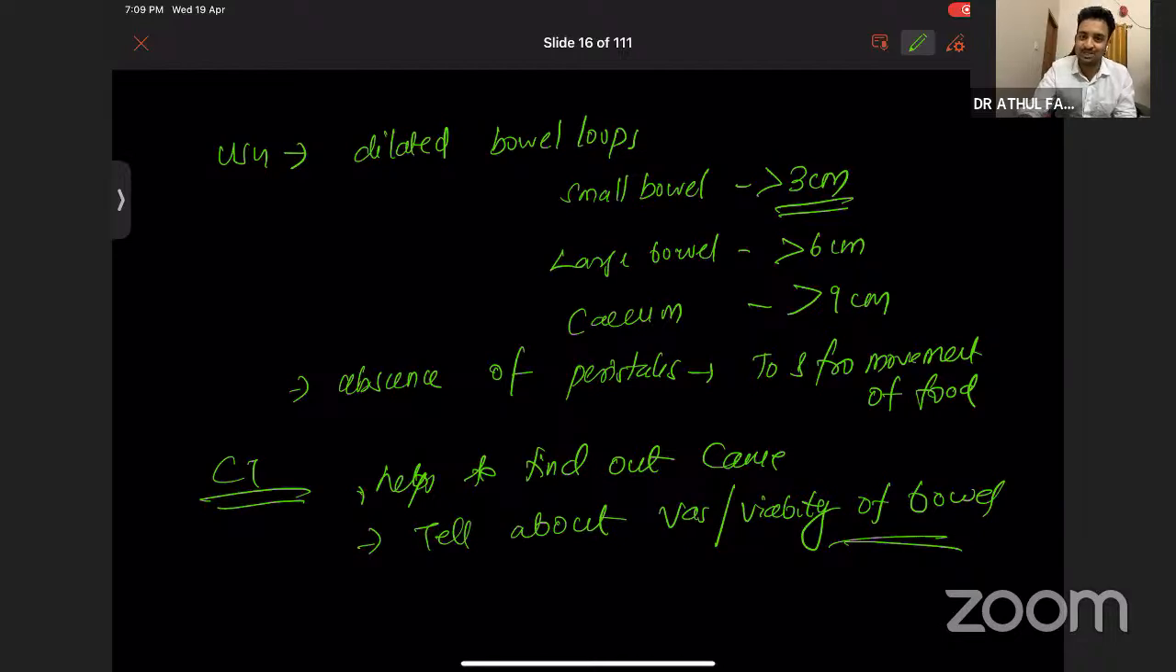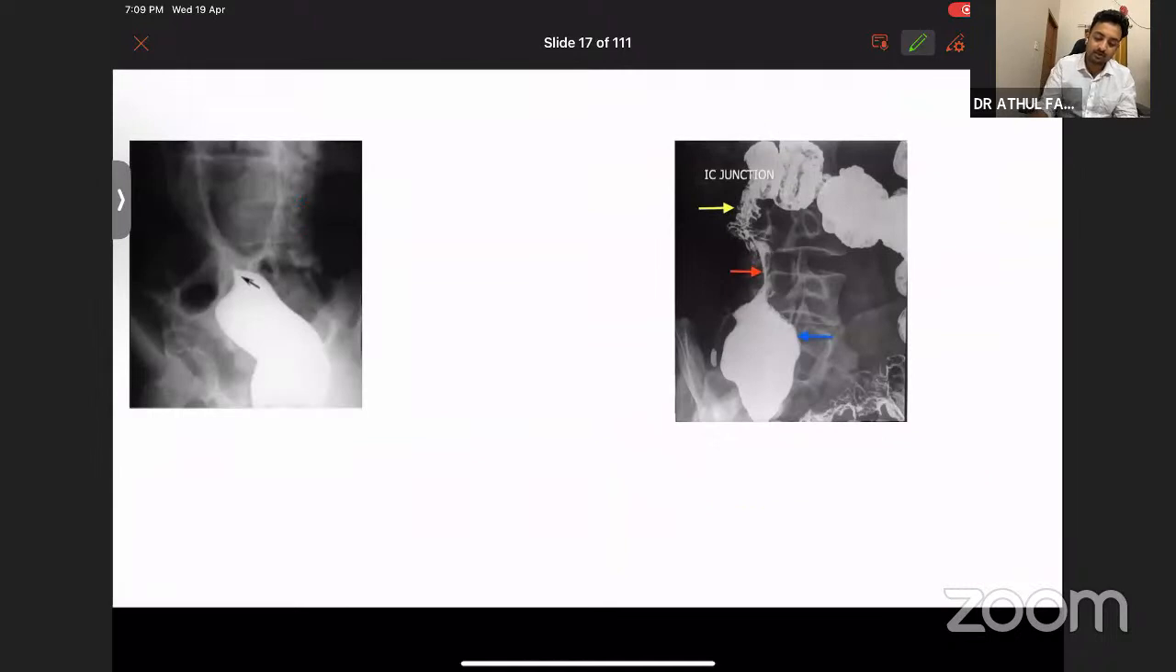I hope it is clear, because obstruction is very, very common. It's an emergency condition, so they can definitely ask you about intestinal obstruction. So this is an appearance of sigmoid volvulus. Every time you see the coffee bean image, you should make it correct.